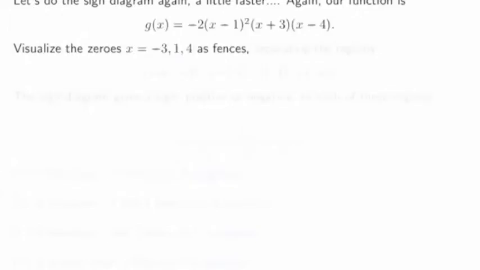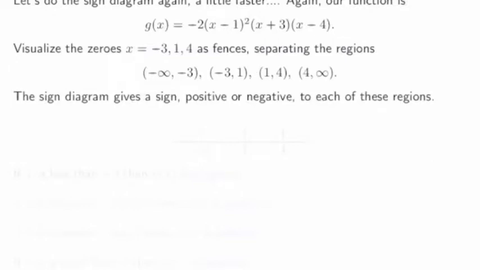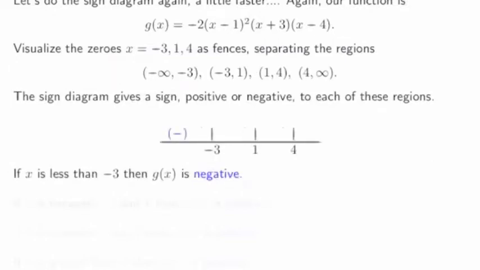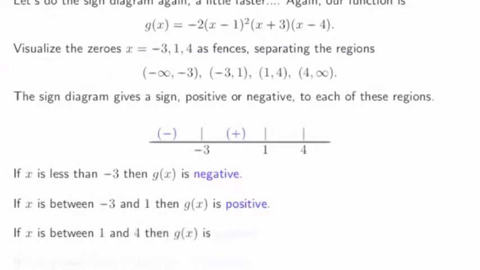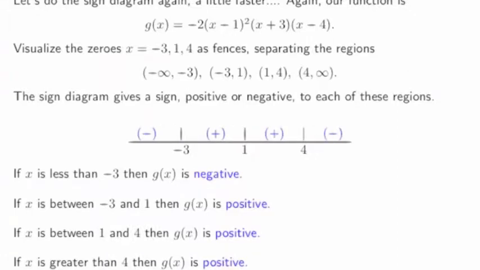If I take the sign diagram, let's do it a little faster. There are my fences, there are my regions. I got a negative, positive, positive, negative. All of this is going to give us a clue to the graph of a polynomial. In that last line, g of x is negative in the last one, not positive. It's negative. This is an aid to graphing.